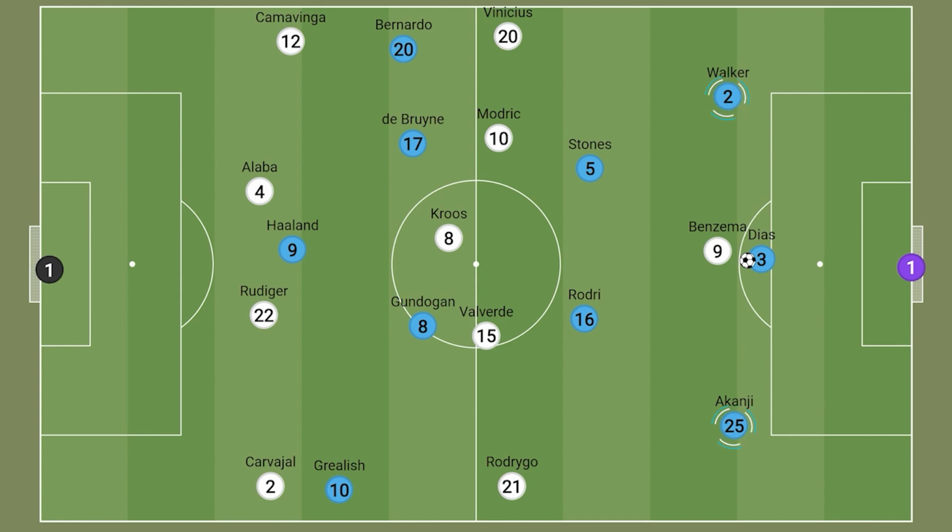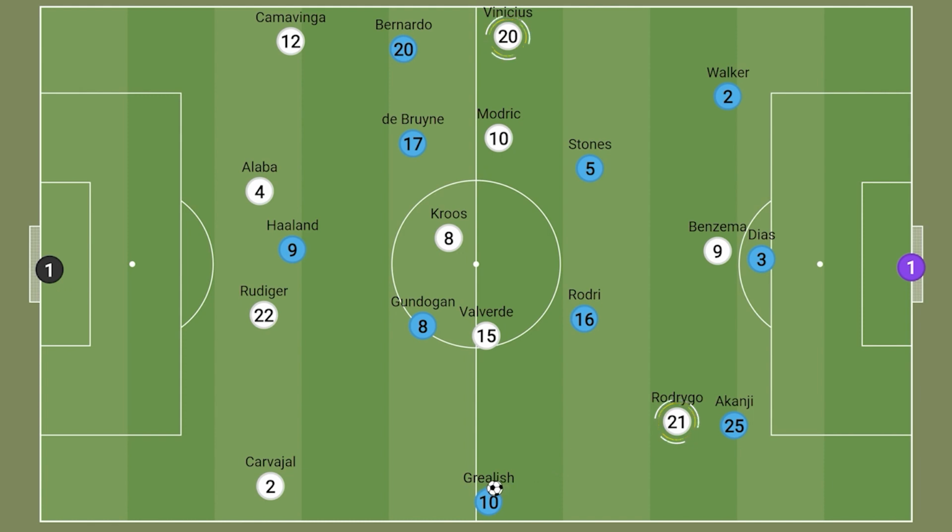So if Akanji got onto the ball, Rodrygo would be quick to press, and the same would occur on the other side with Vinicius and Walker. The wingers were confident in pressing because they knew that the only wide outlet option would be a winger dropping deeper to provide an option.